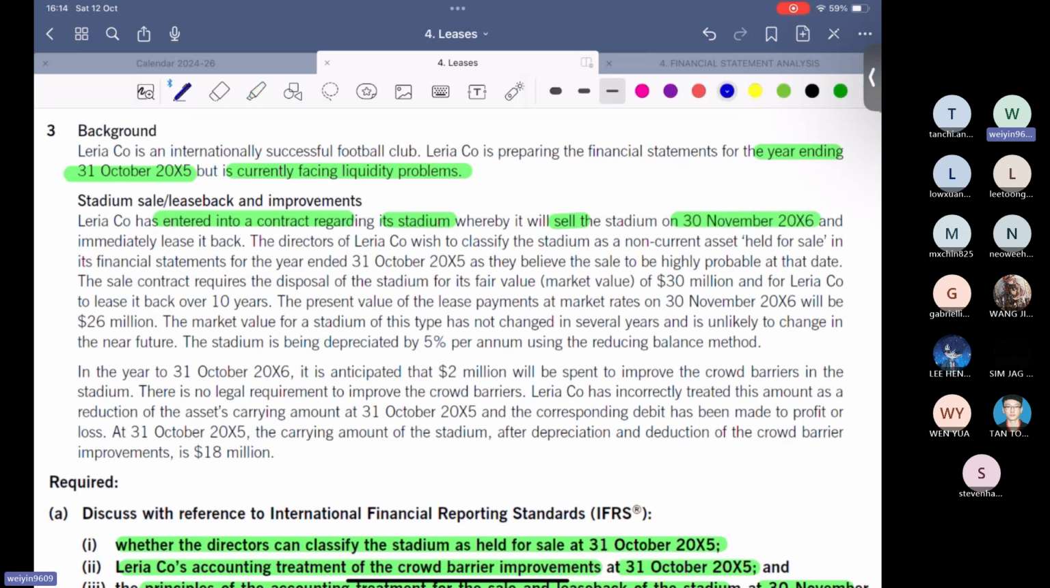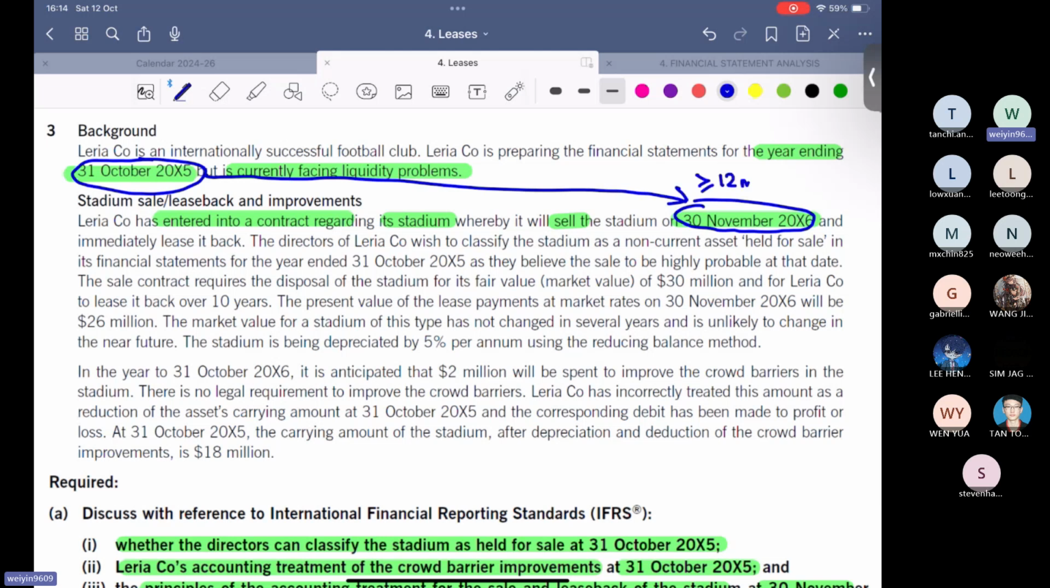Plus, you are preparing the financial statements on 31st October, but your sale is going to happen on 30th November. So from this one to this one, because the question asks whether you will classify as held for sale, the first one is already more than 12 months. Okay, already more than 12 months. That's the first thing. Then it's further mentioned, the directors of Realco wish to classify the stadium non-current asset as held for sale in the financial statements on 31st October X5, as they believe the sale to be highly probable at the date.